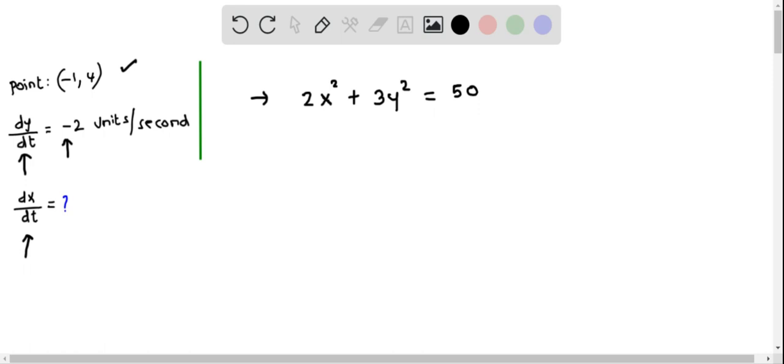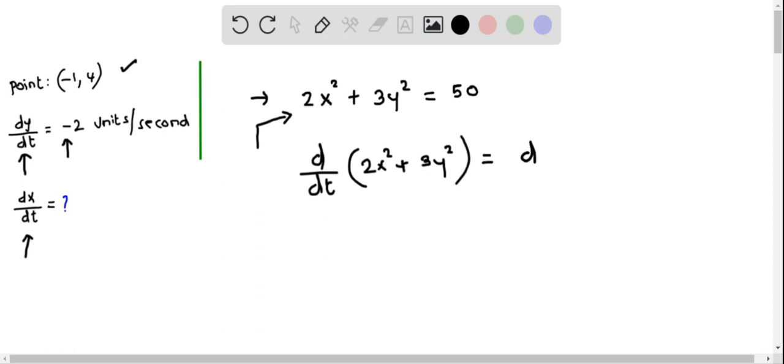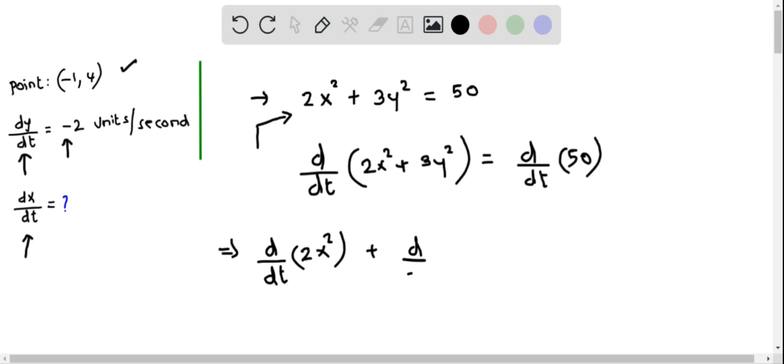So here we will do the implicit differentiation of this equation. I'm going to differentiate both sides with respect to time. That is d by dt of 2x squared plus 3y squared, and this equals the derivative of 50 with respect to time. This can be written as d by dt of 2x squared plus d by dt of 3y squared, and this equals the derivative of a constant, which is 0. So I put 0 here.